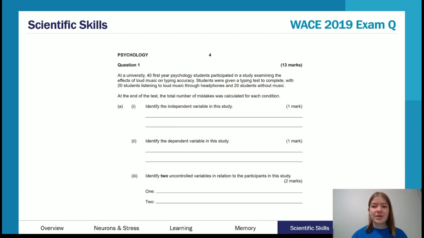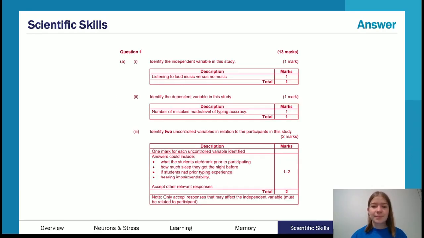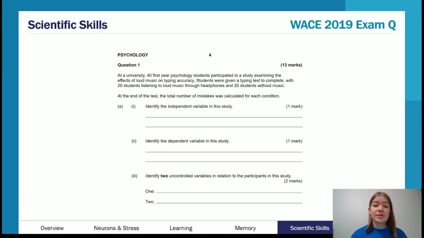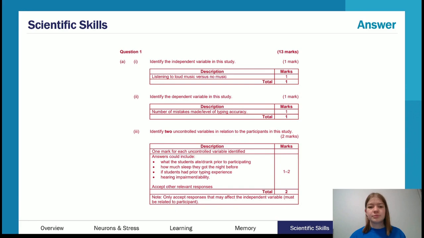Let's go through the answers for this. Independent variable in the study: listening to loud music versus no music. So we could tell that pretty clearly because that's the thing where we're trying to say, okay, IV, impact on DV: effect of loud music, IV, on typing accuracy, DV. So the dependent variable in the study: number of mistakes made / level of typing accuracy.